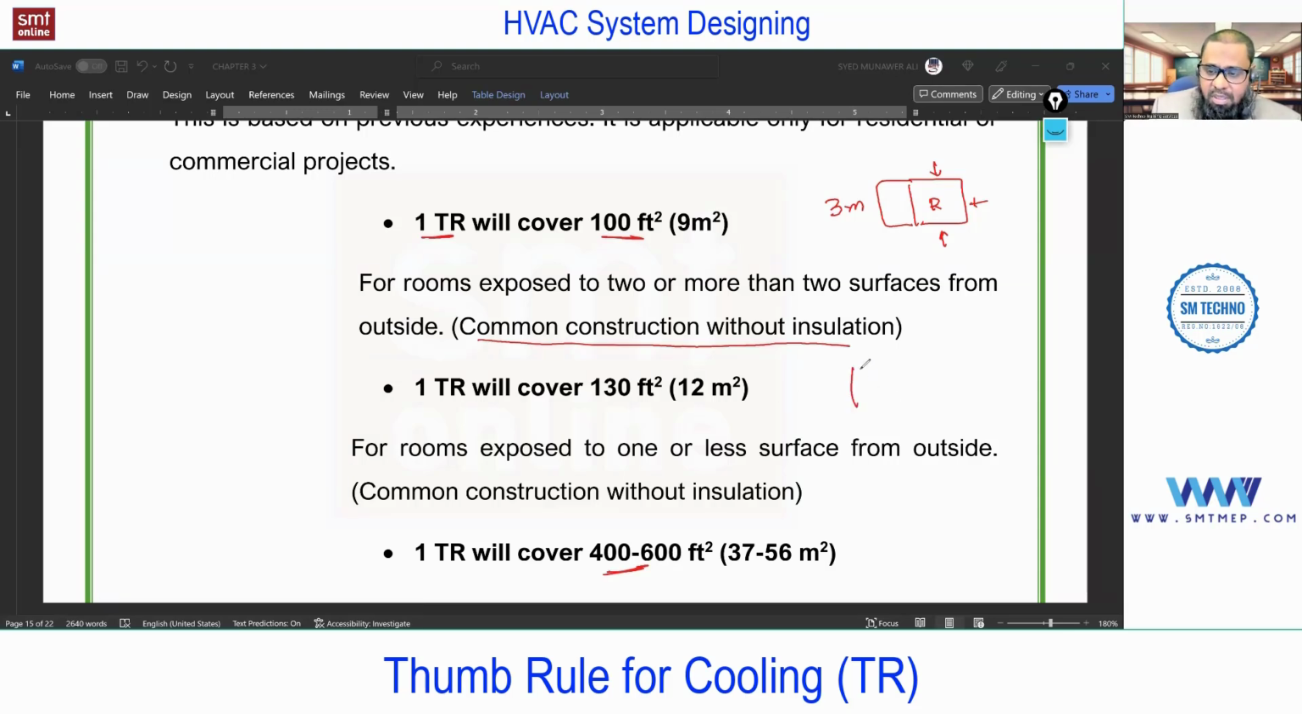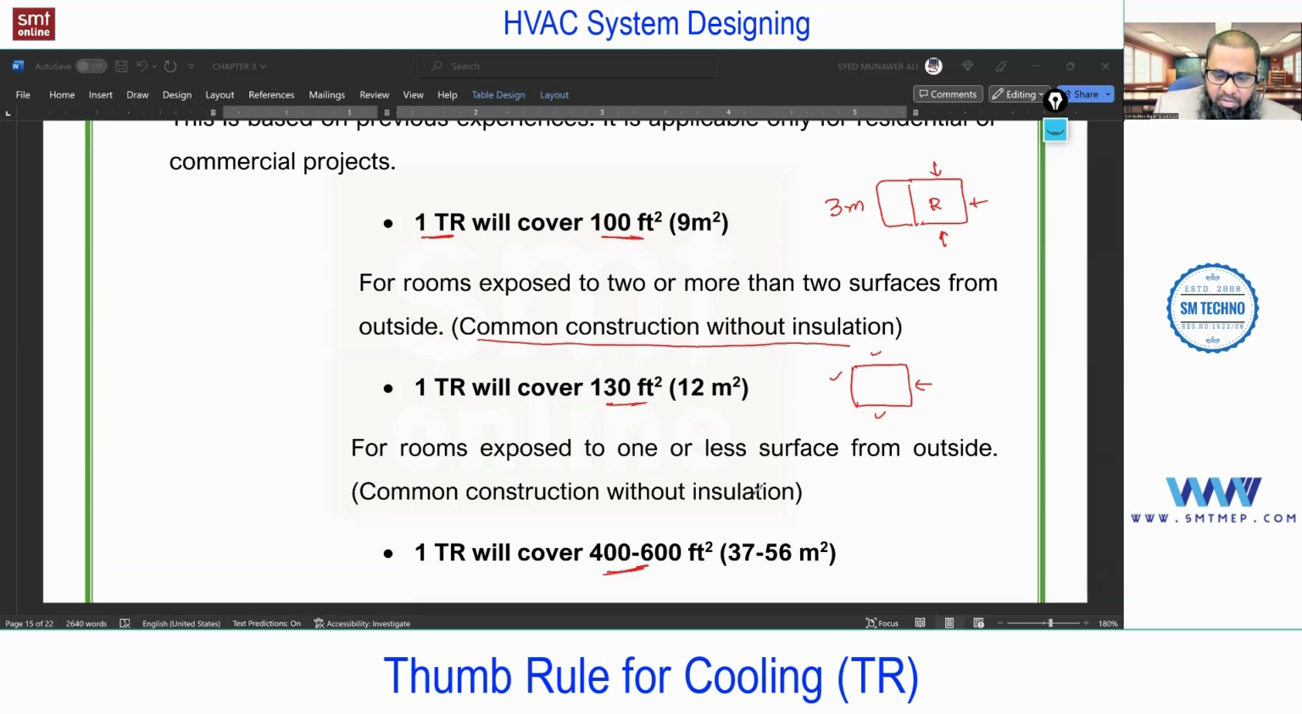Similarly, if the room is not completely exposed, you see, for a room with exposure of 1 or less, so only one side is exposed, and the remaining sides have other rooms. In that case, we can consider 1 ton up to 130 square feet of area. Again, this is just outdated.